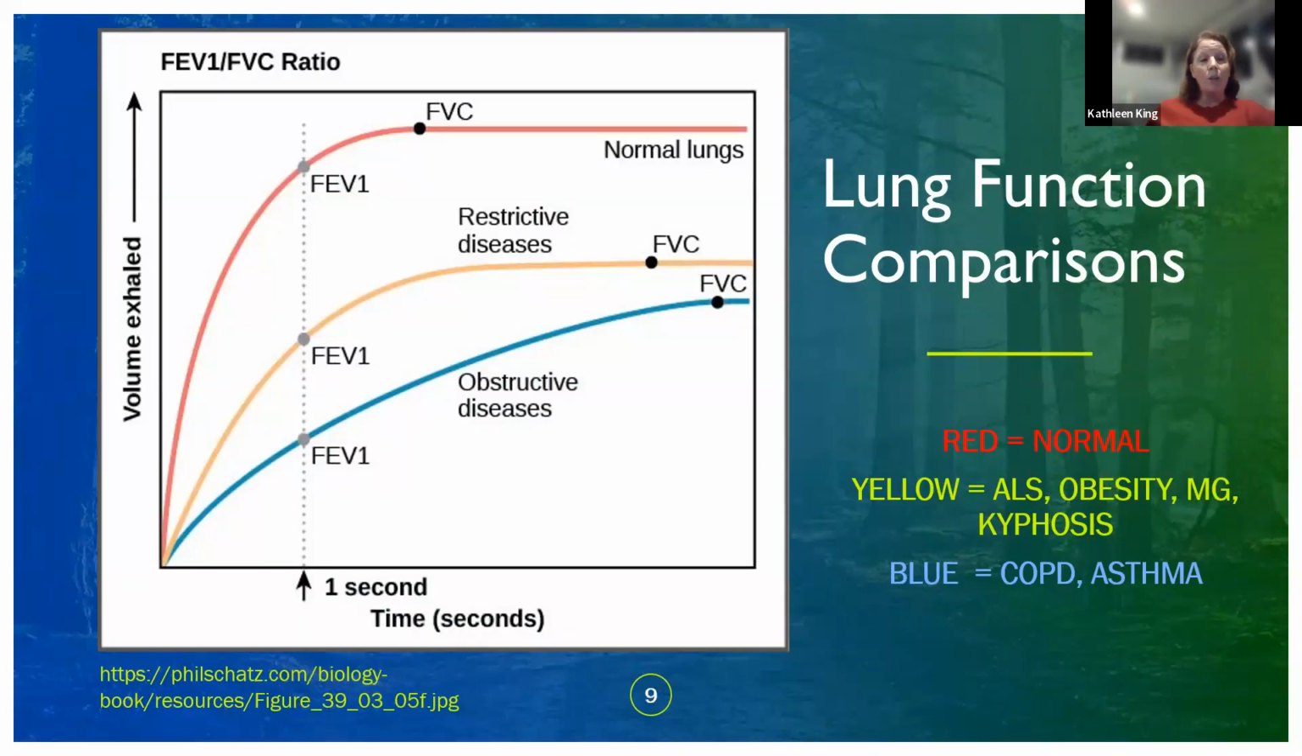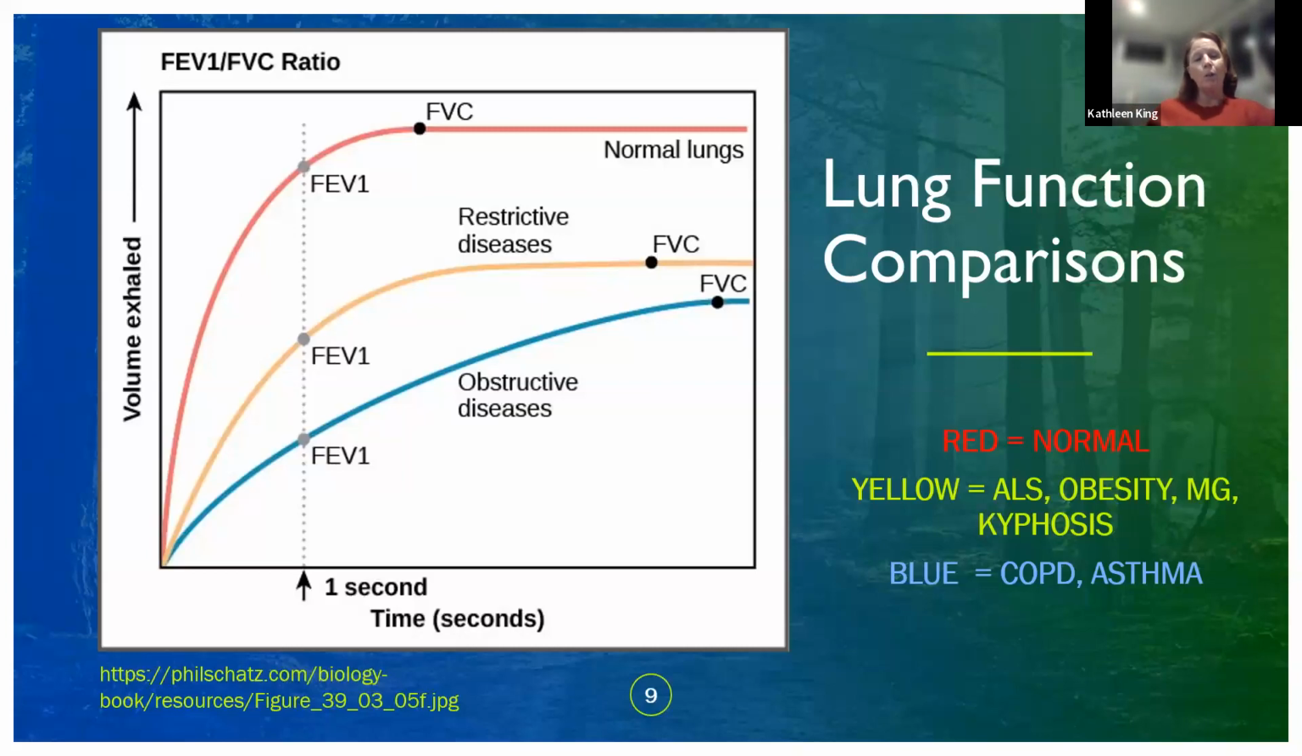So volume exhaled versus time. So in a second's time, look at that red graph. That's the normal. That's our normal lungs. That's how much air it's going to expel back out when it's exhaled. Restrictive diseases are that yellow. So restrictive has to do with body shape. Kyphosis is the rounding of your shoulders. People who walk bent over. Obesity. MG is myasthenia gravis, or ALS. Things that restrict your ability to open your lungs, open your rib cage, expand your diaphragm. Those are restrictive diseases. And then there's these obstructive diseases.